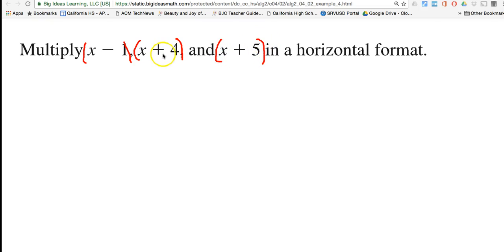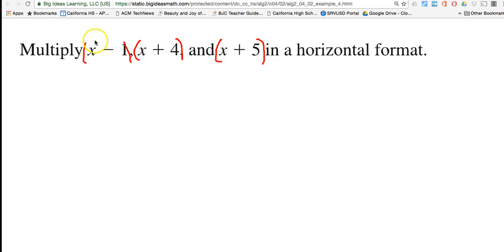5. Now, when you multiply these together, you have to start by multiplying two together, then multiplying that product by the third polynomial. Because of our properties of multiplication, it doesn't matter which order you do this in. You could multiply x minus 1 times x plus 4, then x plus 5, or you could do the reverse, x plus 5 times x plus 4, then by x minus 1. So it does not matter. Whichever order you feel comfortable with.